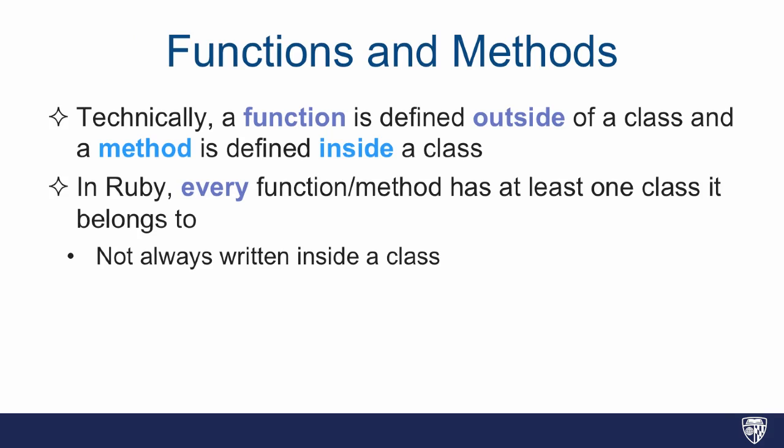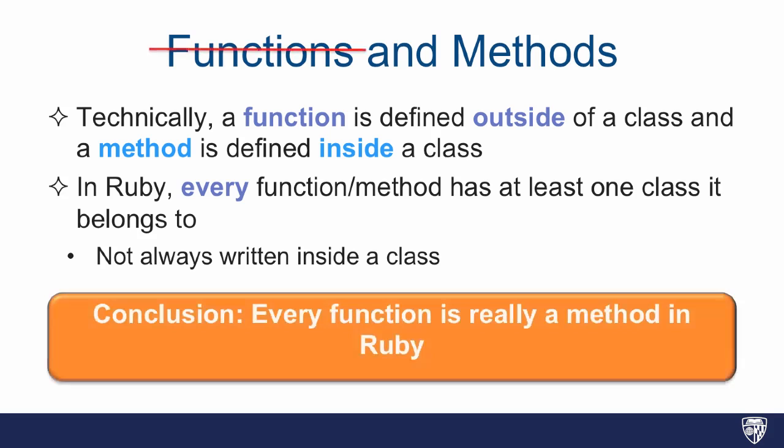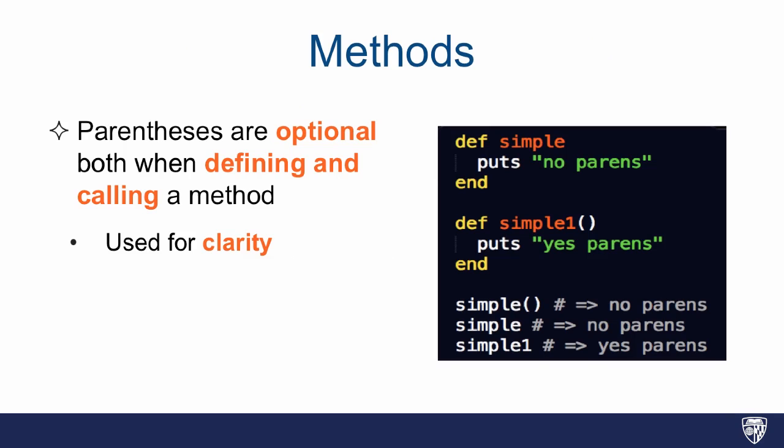So usually, when we talk about functions and methods in other languages, a function is something that's written outside of a class, and a method is something that belongs to a class. Now in Ruby, every function or method has at least one class it belongs to. Although you won't always see it written inside a class, every function or method in Ruby belongs to a class. Because of this, I'm not going to talk about functions. From now on, we'll refer even to functions as methods. So, let's talk methods.